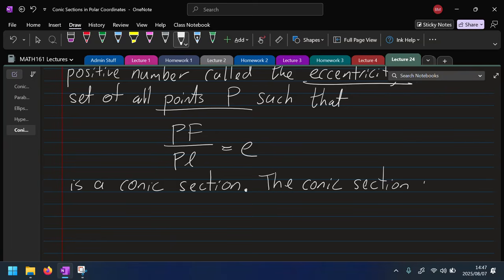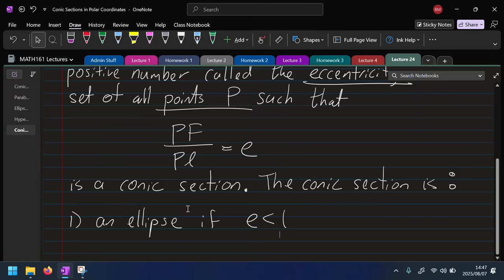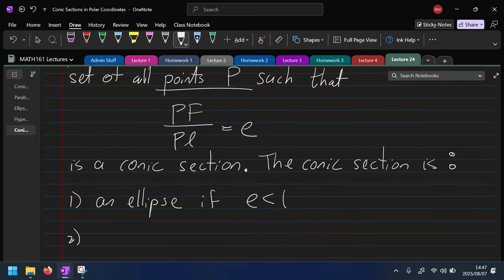And then we've got the three cases. Number one, an ellipse, if E is less than 1. So if this eccentricity is less than 1, then it's an ellipse. Number two, it's a parabola if E is equal to 1, and that's just straight from the definition.